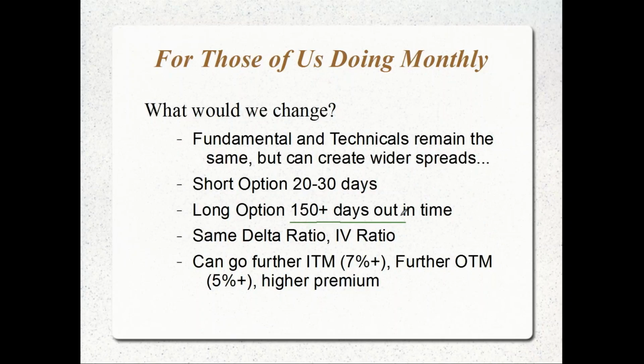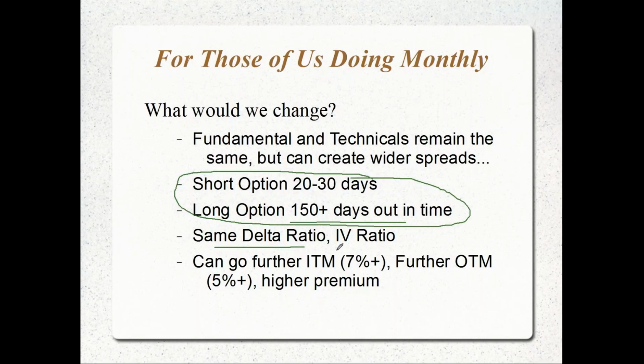I want to follow the same rules for delta ratio and IV ratio. That doesn't change. The only thing that would change are my days out in time. So I'd adjust that to go 20 to 30 days out for the short option I'm selling, and I'd look for a long option at least 150 days out. It also comes down to about 5 or 6 times the amount of time going forward.